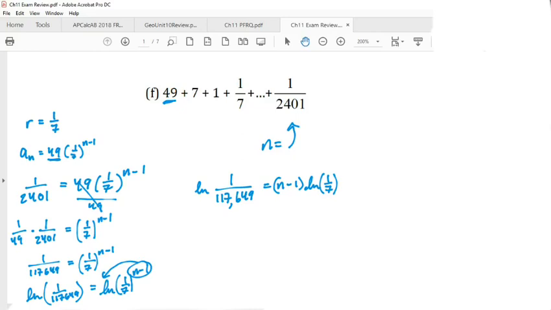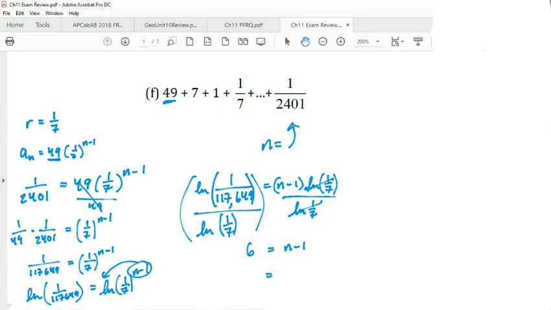Now I'm trying to get that n alone, so I'm going to divide this by natural log of 1 over 7. Then we have n minus 1 equals whatever we get when we plug this into our calculator. Can you guys plug that into your calculator? Make sure you have parentheses around the expressions inside the natural log. You should get 6. Then you add 1 to both sides, and you get n equals 7.